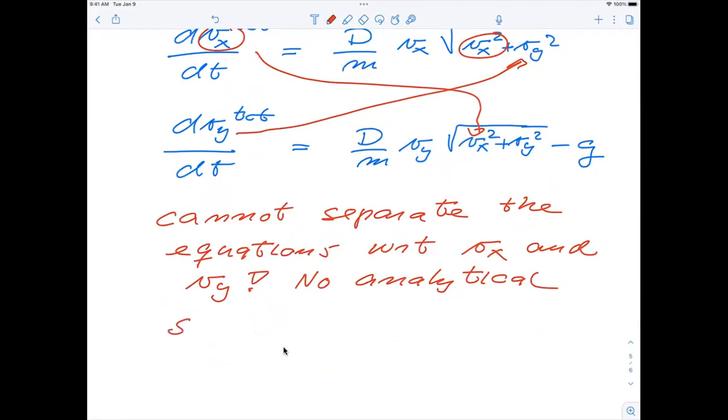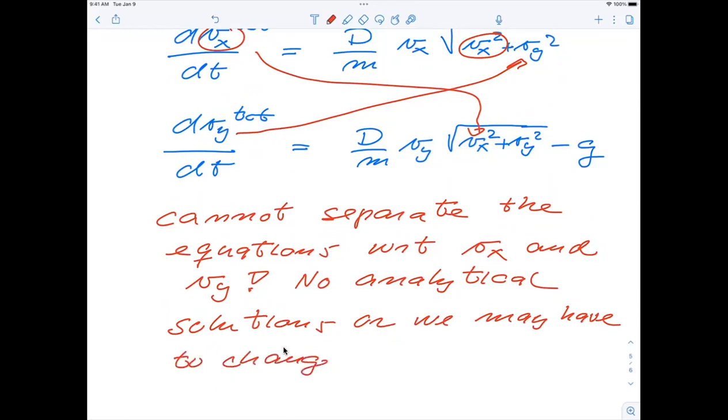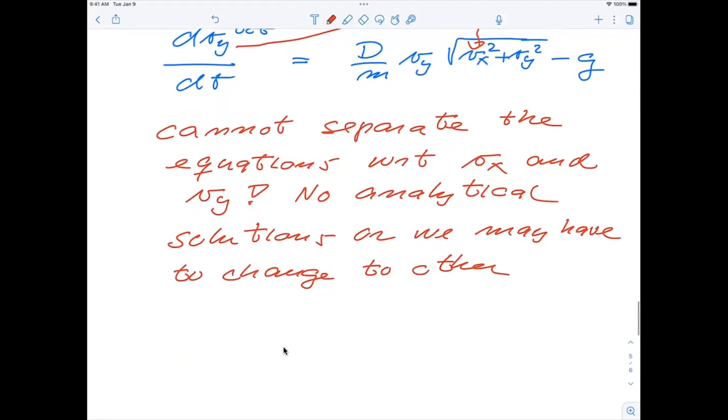So let's just write this down here. If you see a case like that, that means often that there may not be an analytical solution, or it may be difficult, or we may have to change to other coordinate systems. Now we have insisted on the Cartesian system, to other coordinate systems.